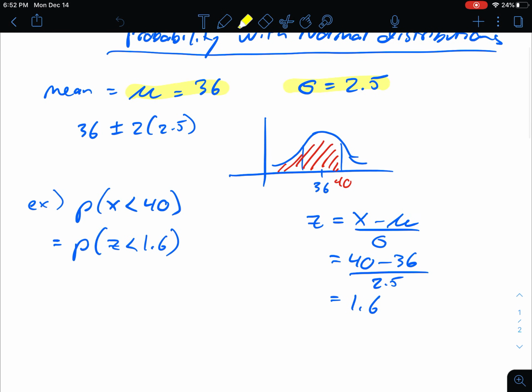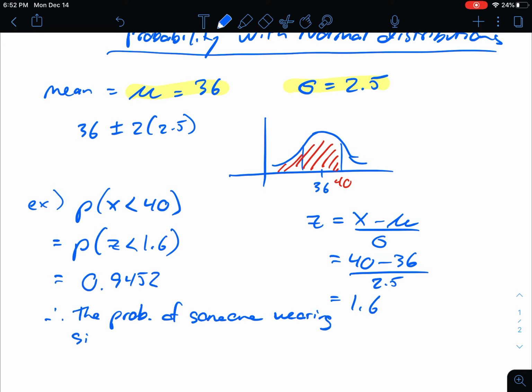So let's go back to our question. And that's what we're going to say. So this is going to equal 0.9452. And that's the answer to the question. So therefore, the probability of someone wearing less than size 40 pants is 94.5%. I just turned that into a percentage. That's how you work it out for something simple like that.